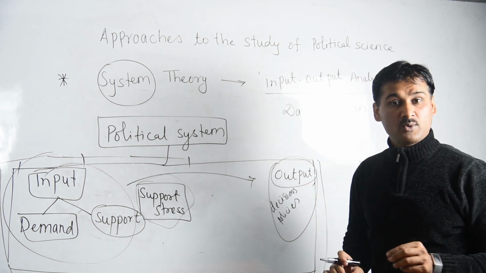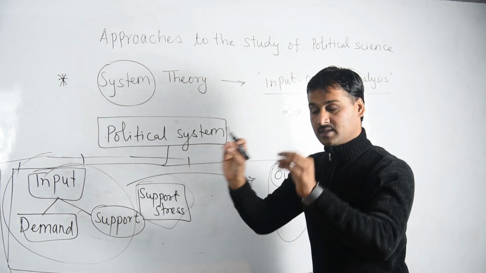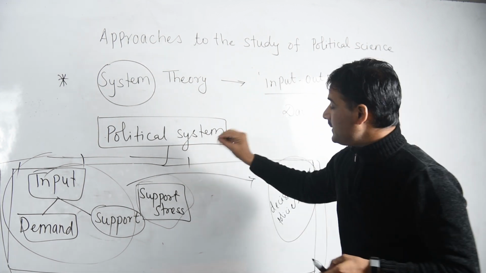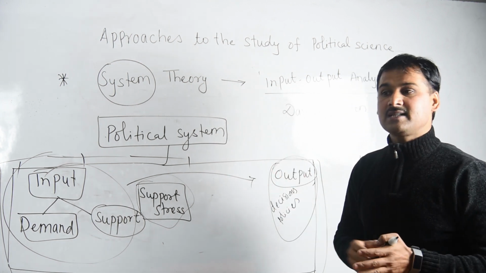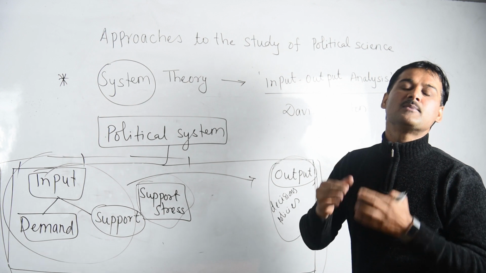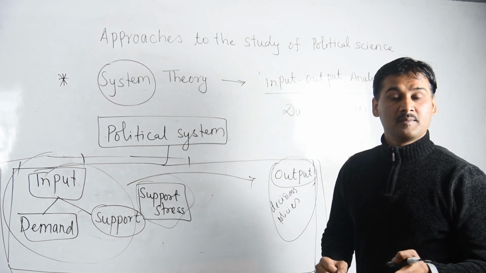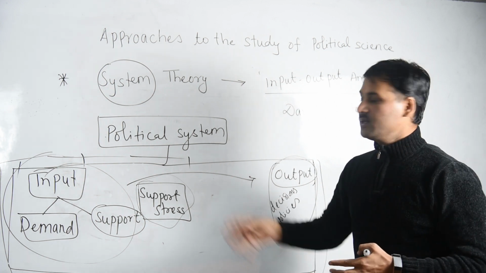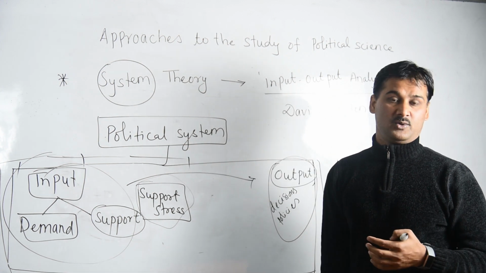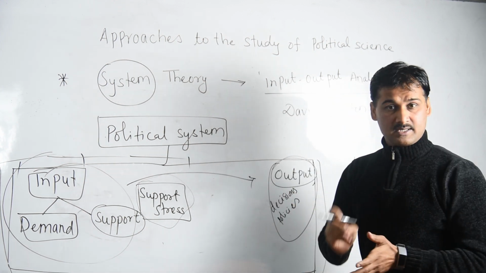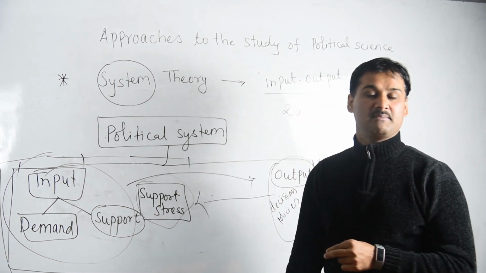Why is output important? It is important because the main orientation of every action is related to public welfare. No political system in democratic norms and democratic culture aspires to public loss by such inputs. But sometimes it happens, and in such a case, support stress emerges.